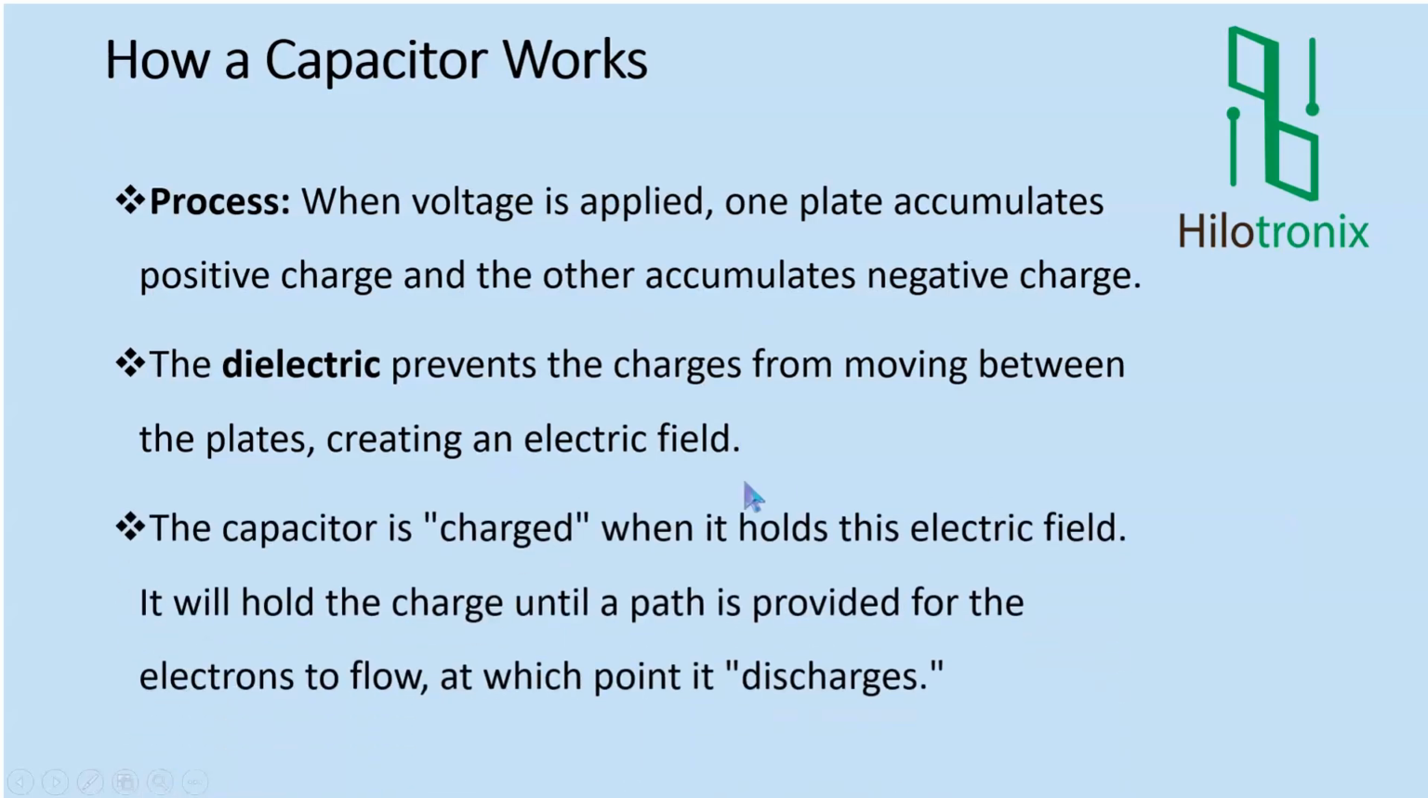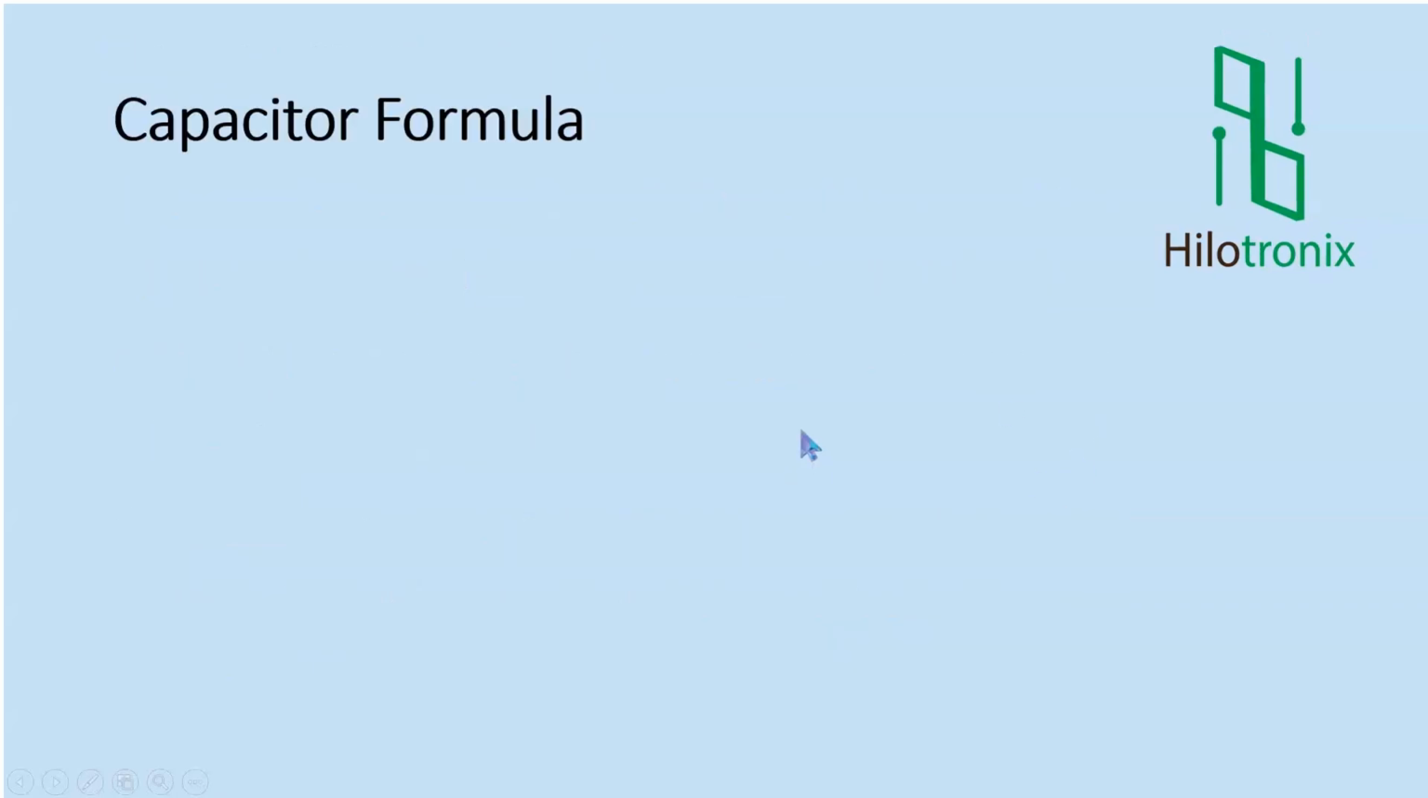So the capacitor is charged when it holds this electric field. When it maintains this electric field, that's when we say the capacitor is charged. It will hold the charge until a path is created for electrons to flow, at which point it becomes discharged, or it is going to discharge away this energy.